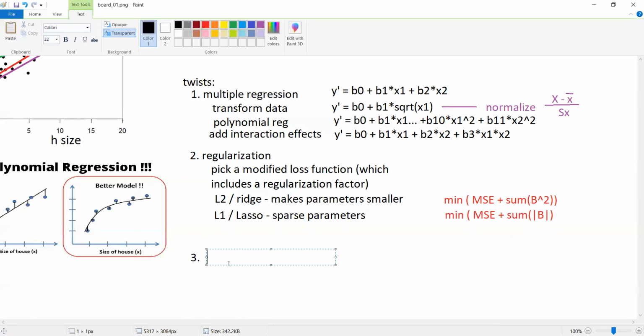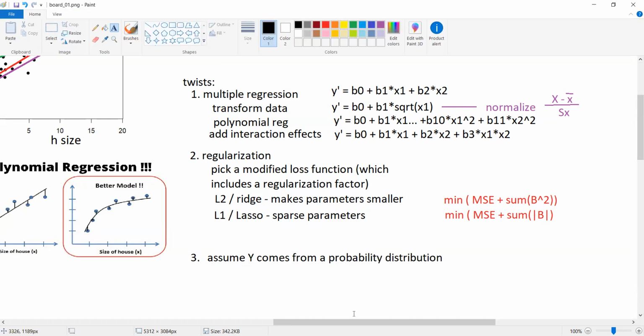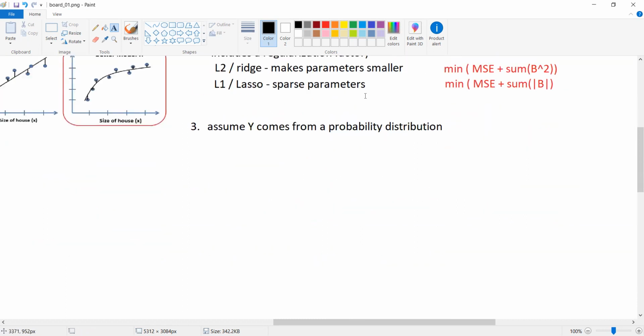Okay. So the third twist is that we can assume that the outcome, that y, comes from a probability distribution. Once we assume that y comes from some sort of probability distribution, and we can assume which one, then we can talk about the likelihood. So we can try to find parameters for that probability distribution, and we can talk about the likelihood of the actual observed y that we have, given those parameters.